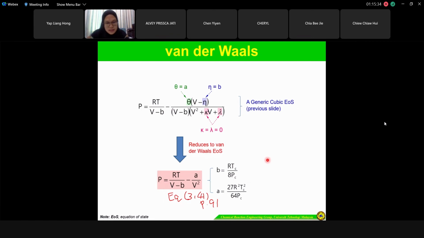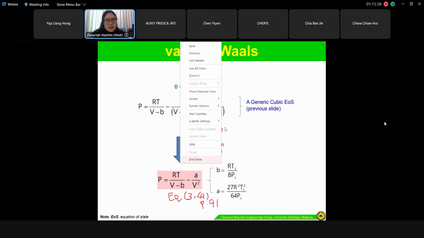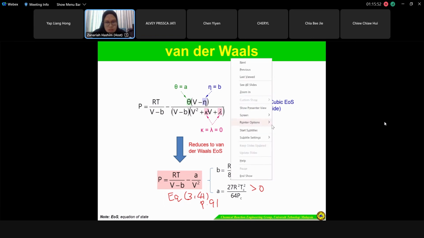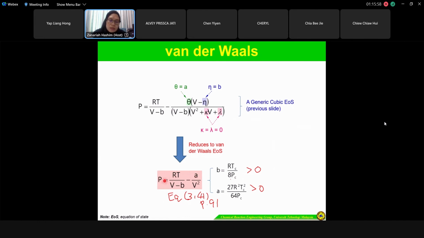For A and B, they are positive constants, so they must be larger than 0. And if A and B equal 0, this equation becomes the equation for an ideal gas.